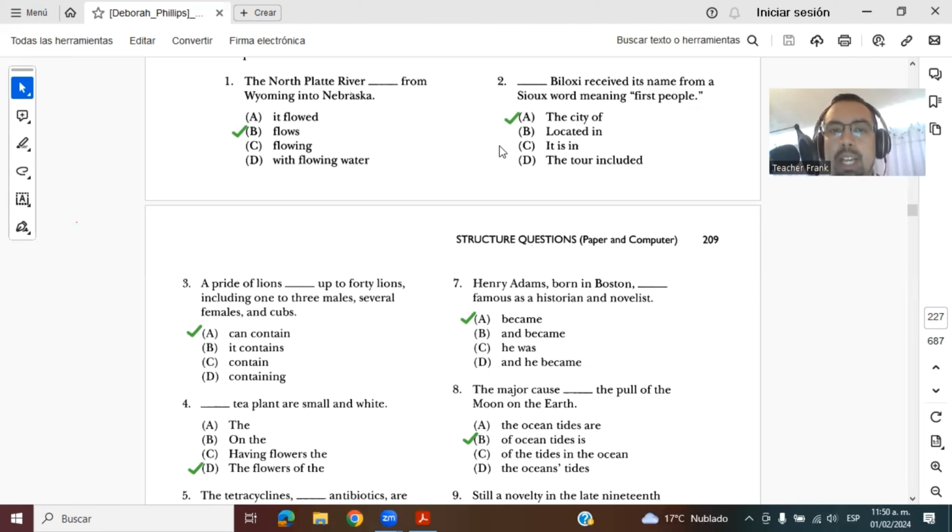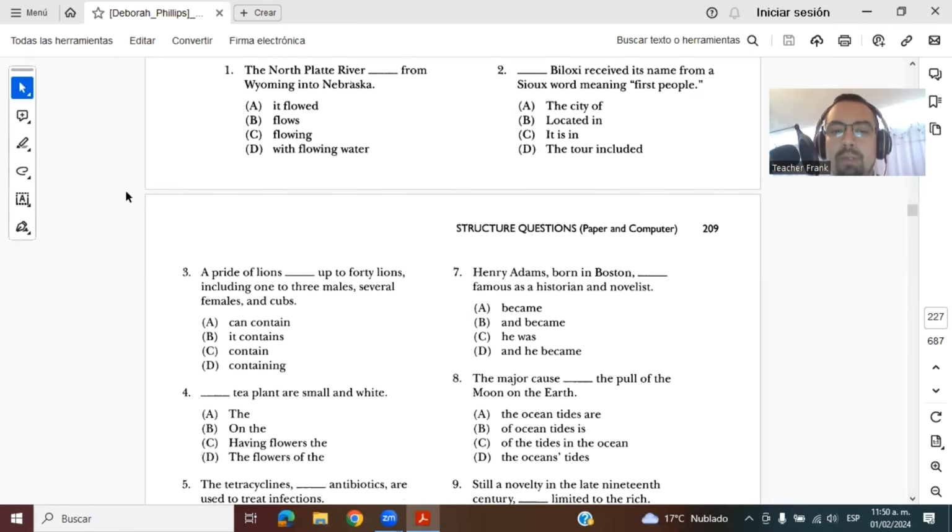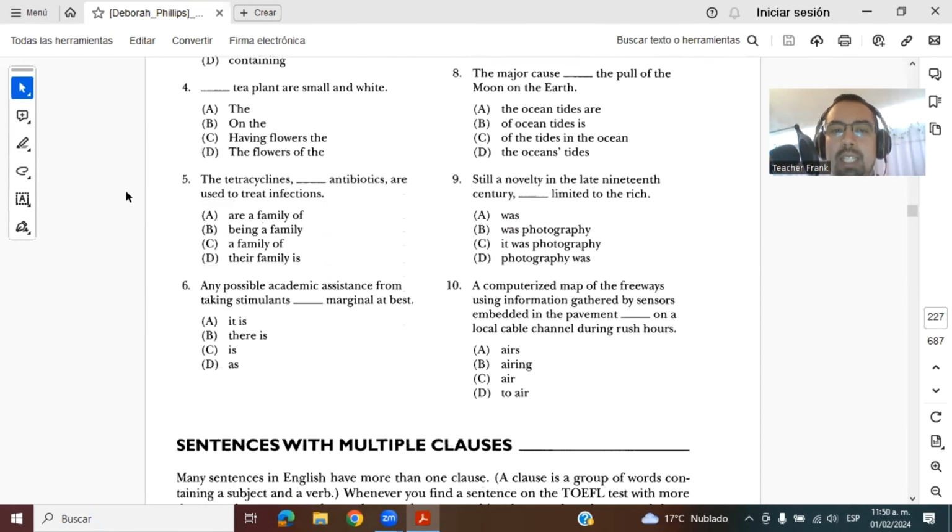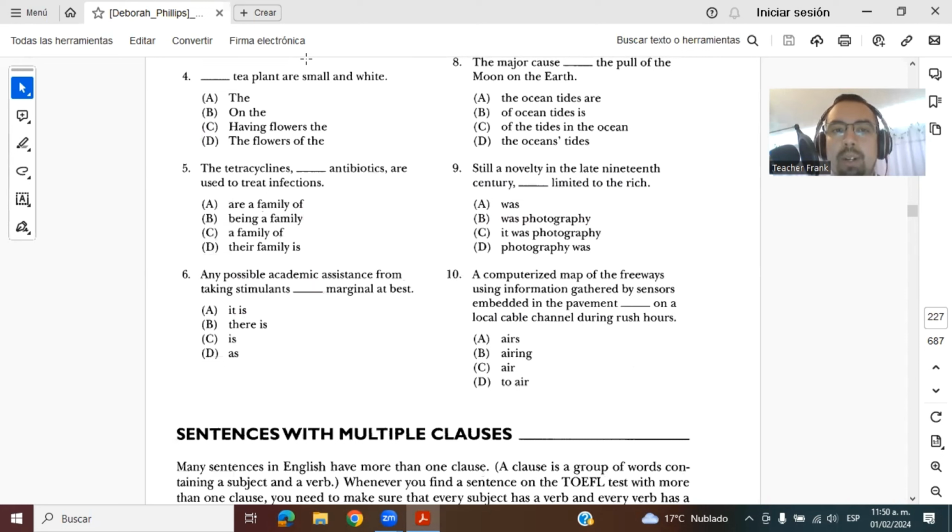Now let's look at the other ones, which was 5, 6, 9, and 10. Number 5 says the tetracyclines antibiotics are used to treat infections. This one looks like an appositive, right? That extra information. A are a family of, B being a family, C a family of, or D their family is. Number 5 is C, a family of, right? It's just descriptive, but the real sentence is the tetracyclines are used to treat infections.